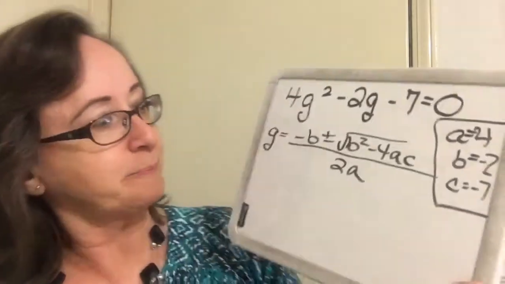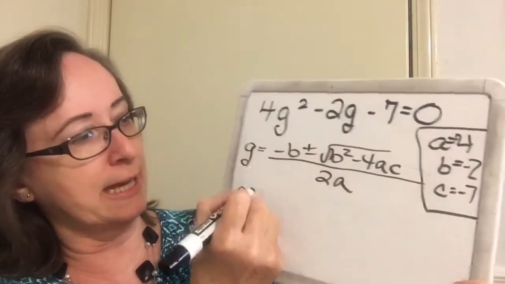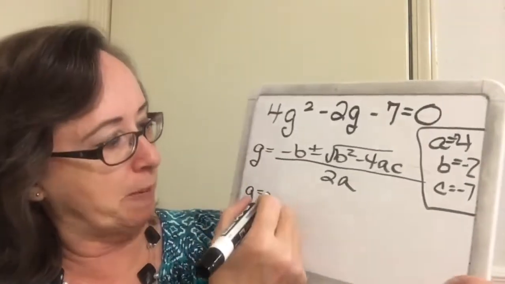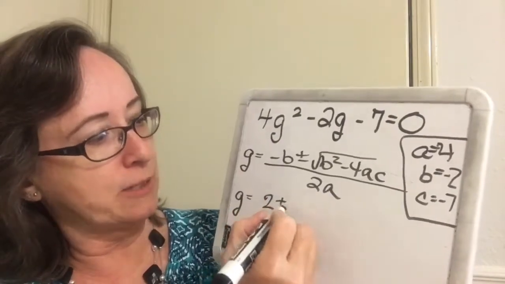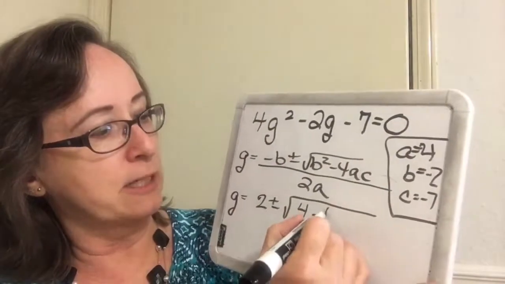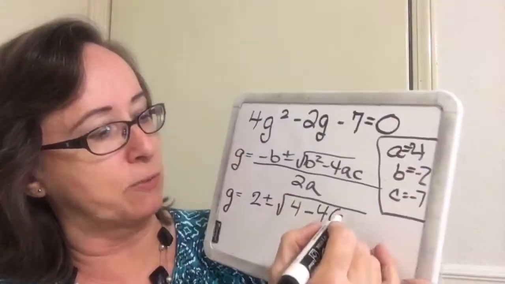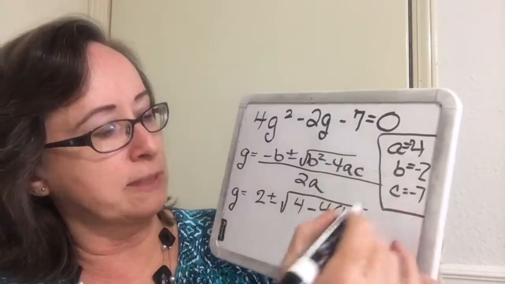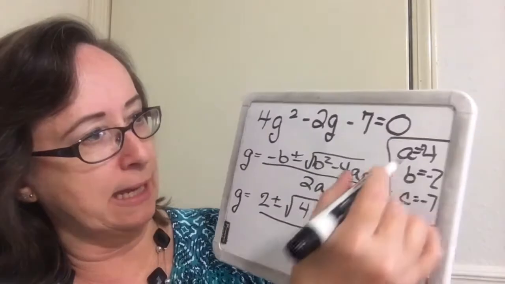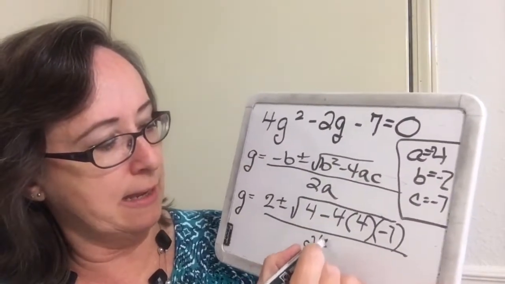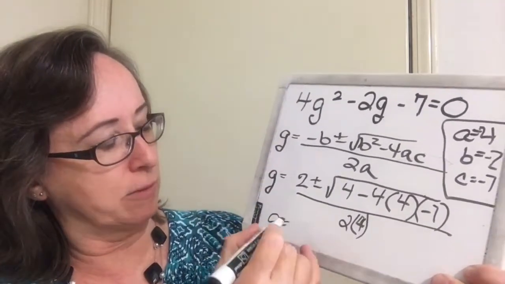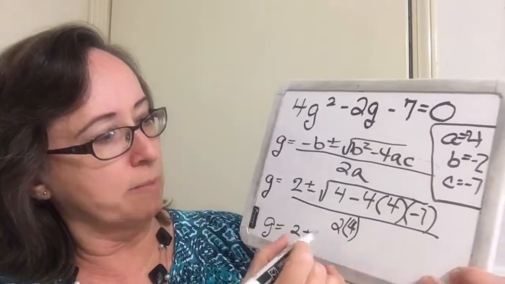It's a plug-in. Okay, so g is negative b. So since b was negative 2, negative and negative 2 will be a positive 2, plus or minus the square root of b squared, which will be 4, minus 4 times a, which was 4, c was negative 7, all over twice a, and a was 4, so twice a. So now we wind up with g is equal to 2 plus or minus.